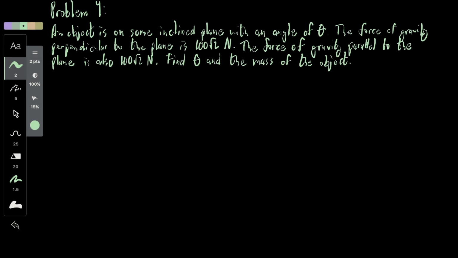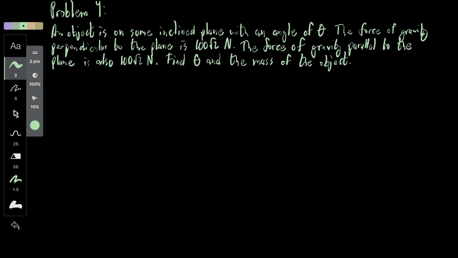This is our fourth and final problem for today. This problem states an object is on some inclined plane with an angle of theta. The force of gravity perpendicular to the plane is 100 times the square root of 2 newtons. The force of gravity parallel to the plane is also 100 times the square root of 2 newtons. Find theta and the mass of the object.